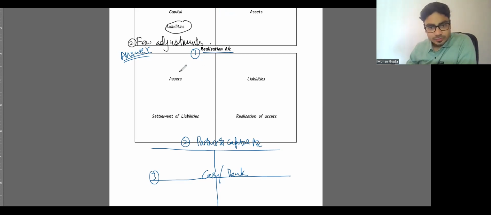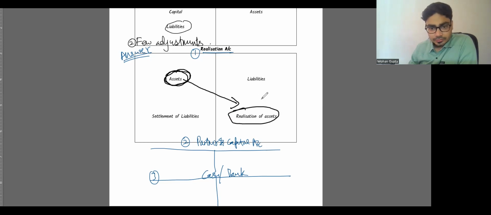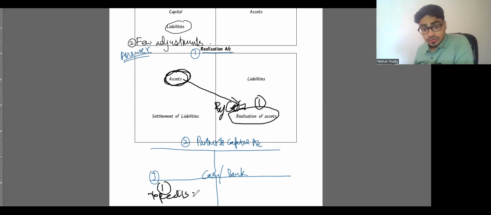So let us say an adjustment is we sold our asset. So we realized our asset. So asset is on the left side of realization account. When we sell it, we post it here. And we post it once here and the next time is here. We post every adjustment 2 times. Like we will write by cash here and to realization here.